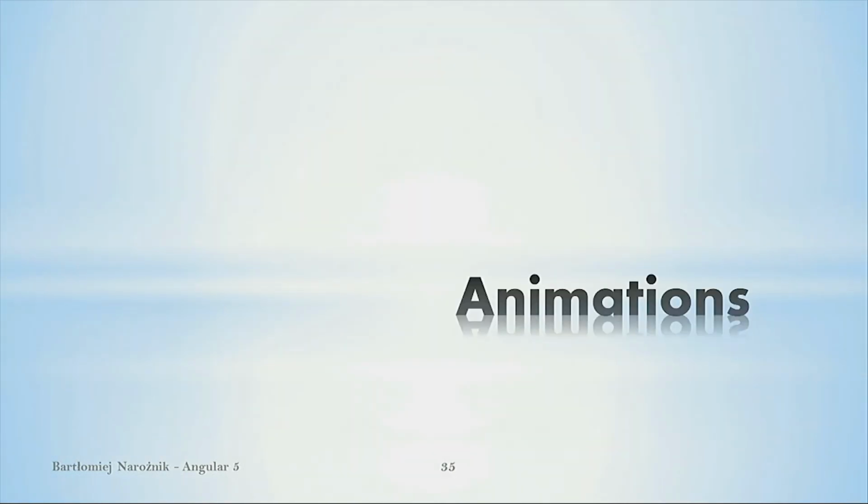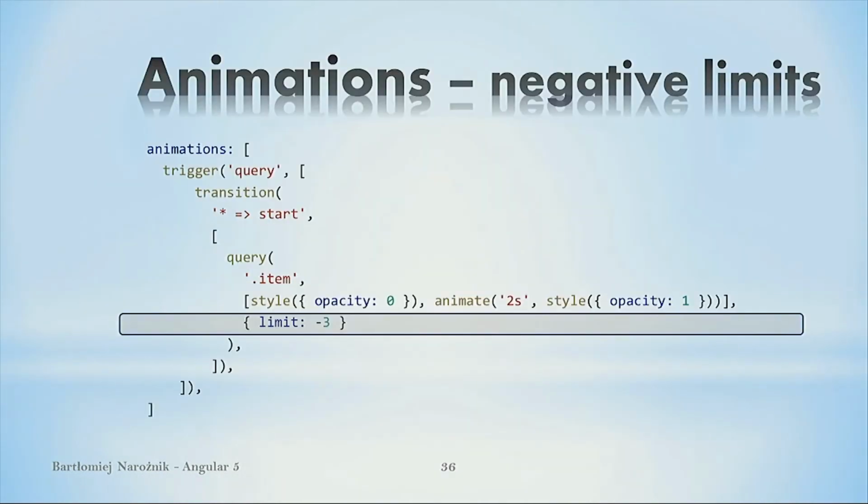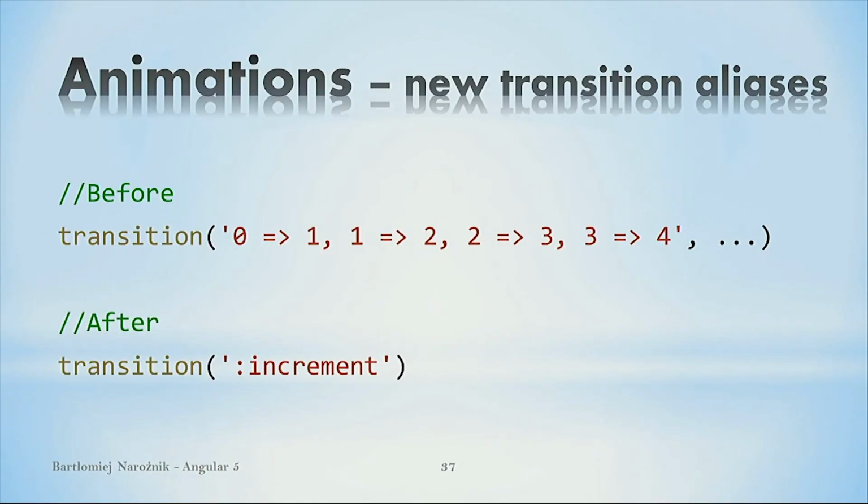And there are a few changes in animations. Now the limit takes a negative value, and what it means is that it will take elements from the end rather than from the beginning. So in this case, we query for elements with the item class, and it will take only the three last of them. And there are new transition aliases. So instead of using indexes like 0 to 1, 1 to 2, 2 to 3, now you can use increment aliases, and there is also decrement.